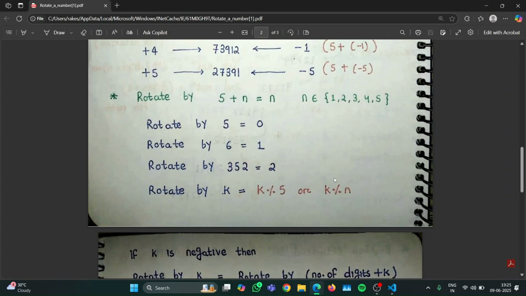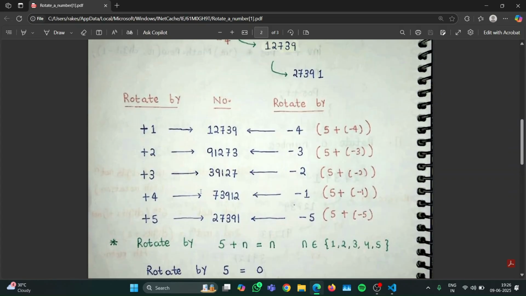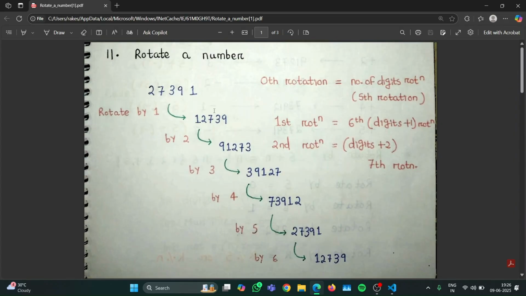That is not optimal, right? The main purpose of DSA is to save the time and space resources of the computer. We have to save time and space. So how can we achieve that? Instead of 500 rotations, we know that 500 rotations is the same as 0 rotations, because the number of digits is 5 and 500 is a multiple of 5.